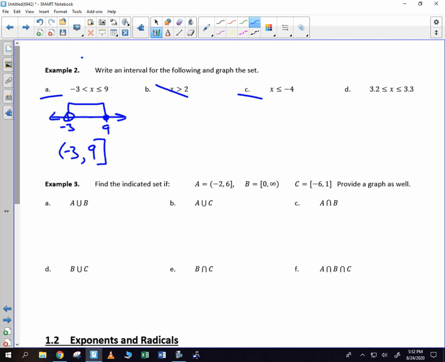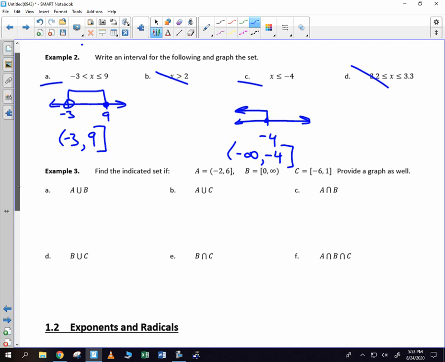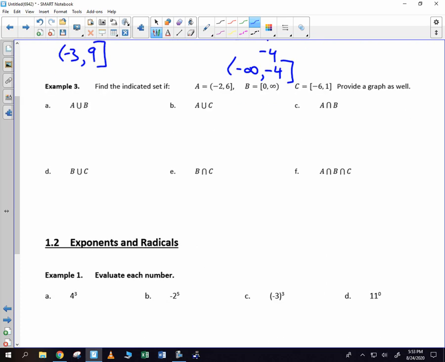We'll skip B and D, but for letter C, we plot negative 4, a closed circle, arrow going that way. So that would be from negative infinity, can never put a bracket on infinity, and that goes to negative 4, and we bracket that guy. Okay? All right.